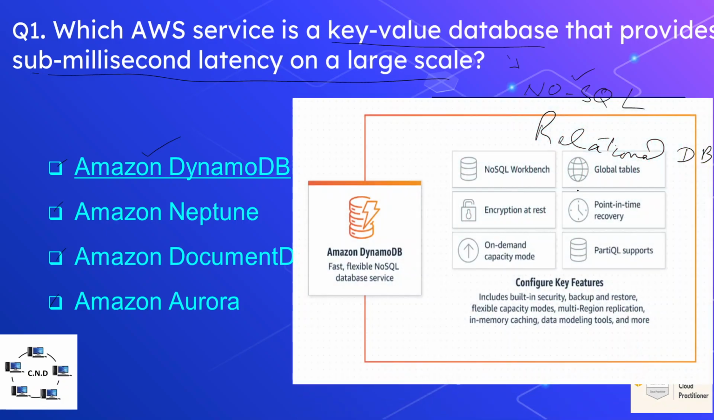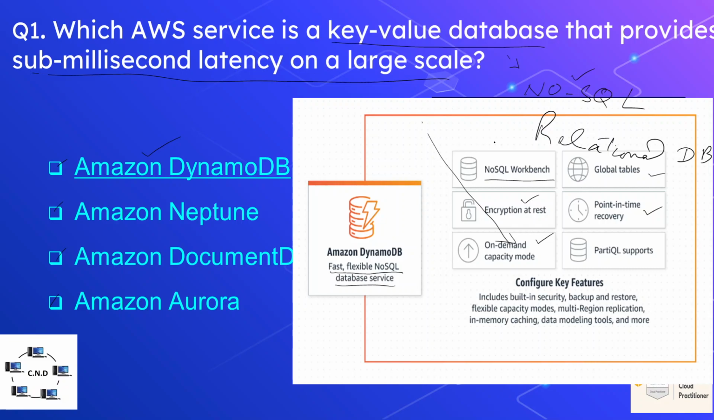Let me further clarify it through this visual. Amazon DynamoDB is a fast, flexible NoSQL database service, and it has these features: encryption at rest, global tables, point-in-time recovery, and on-demand capacity mode. On a large scale, it provides on-demand capacity mode with low latency. It has built-in security, that is, it provides encryption at rest, and it has NoSQL Workbench.